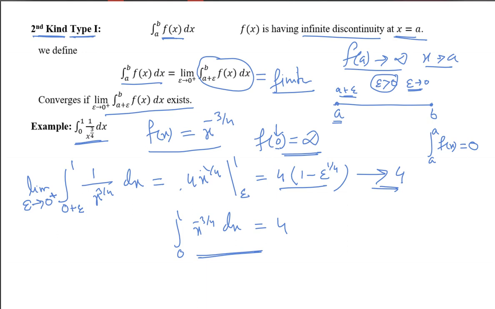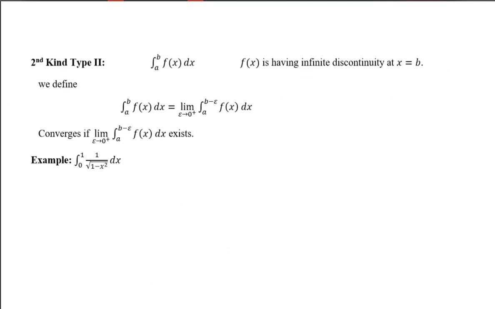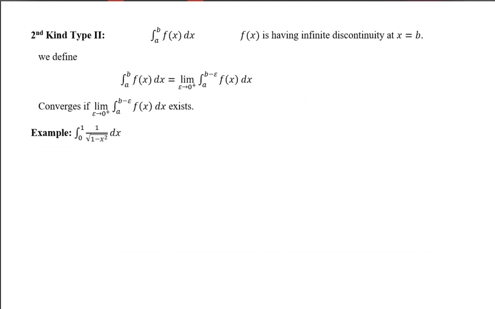Okay. Next. This is now the second kind, type 2. Second kind type 2. That means at this endpoint we have infinite discontinuity. At x equal to b we have infinite discontinuity. If again we have the range a to b, we have only a point of discontinuity at x is equal to b. We have only infinite discontinuity at x equal to b.